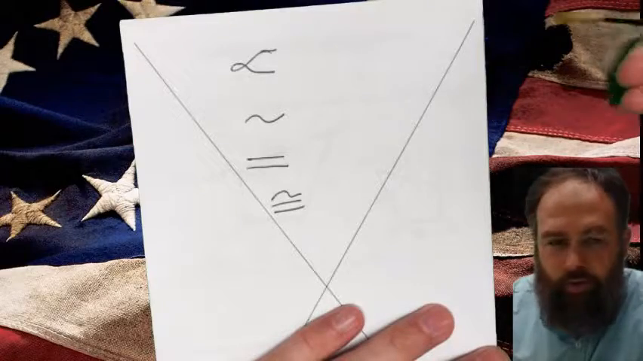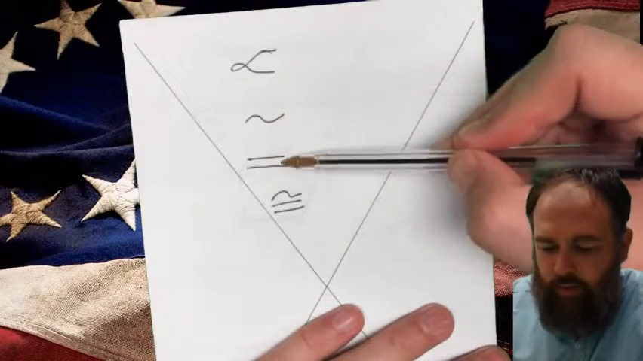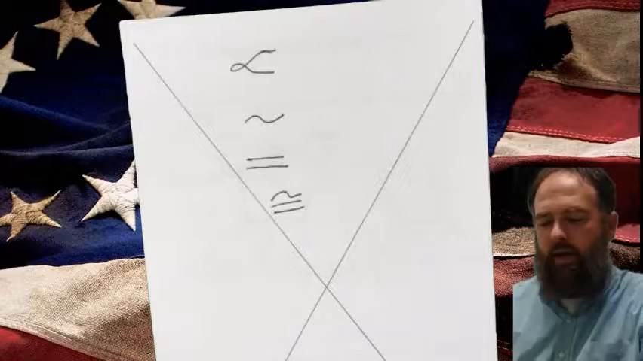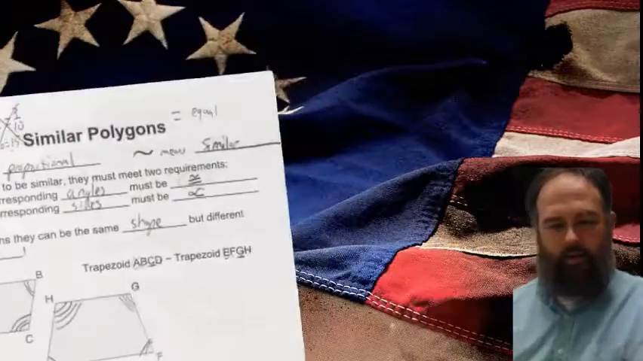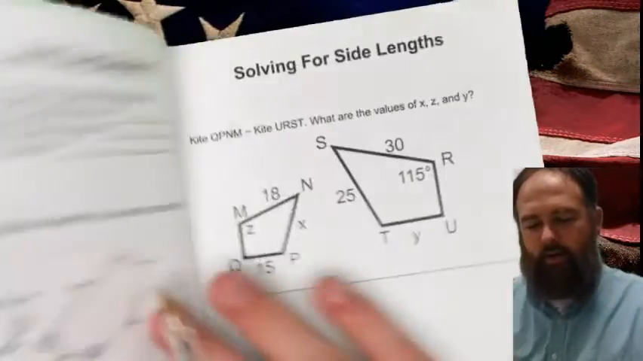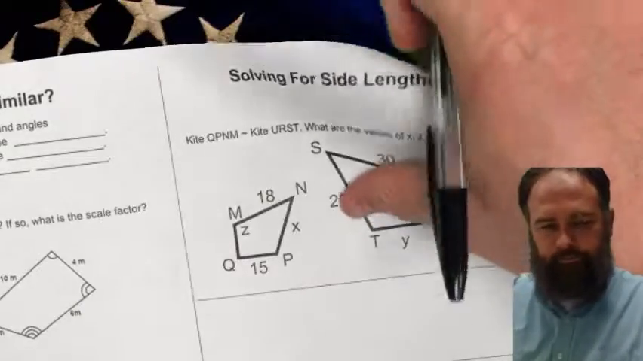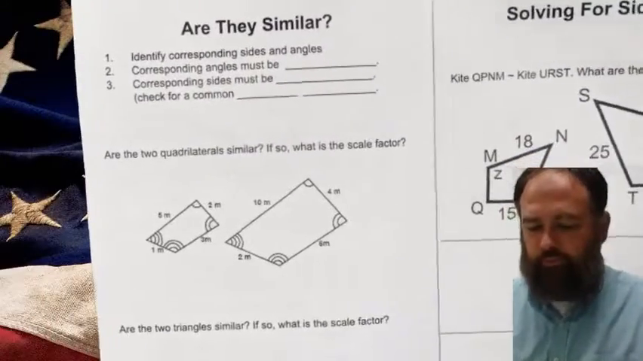All right, hopefully you got all those right. It should have been proportional, similar, equals, and congruent. And hopefully I did not mess up on the answer key like I did on the first one. All right, moving on to page 2.